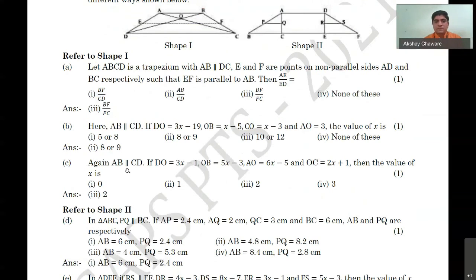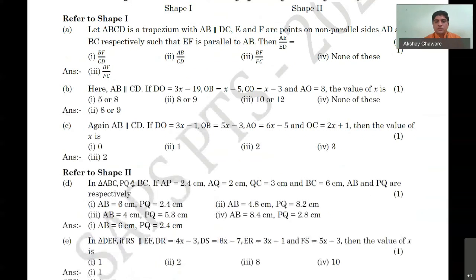The third is again the same: AB is parallel to CD, and DO, OB, OA and OC values are given. Then find the value of x. So it is a similar kind of question to the second one. Again we have to use the same ratio, and we will get the value 2, because the values are different here.